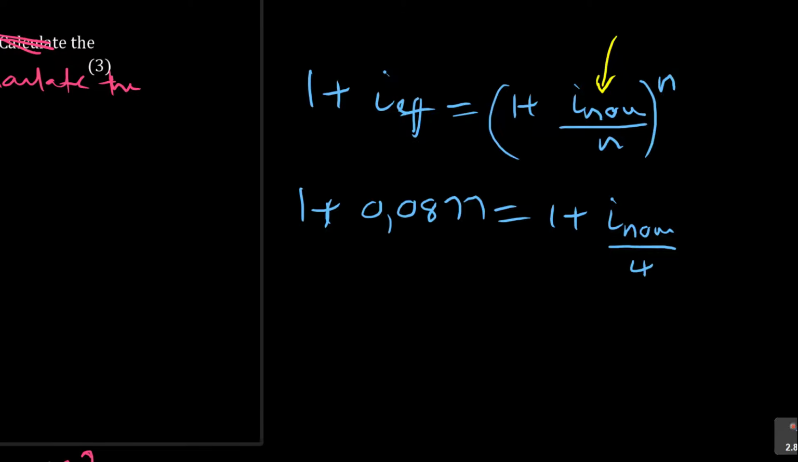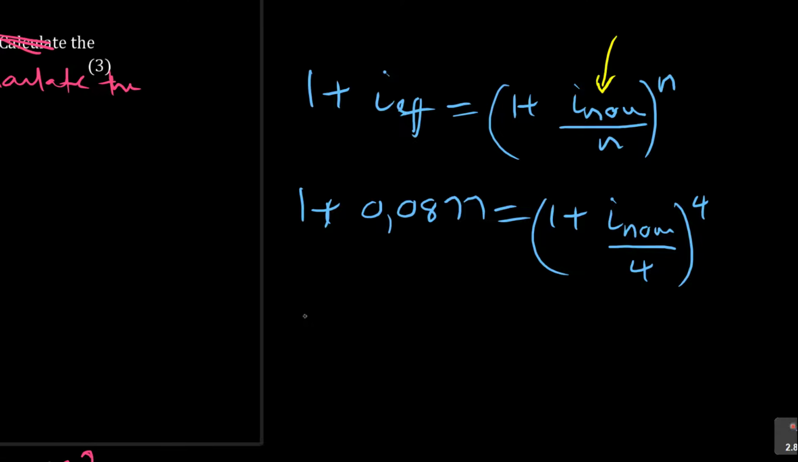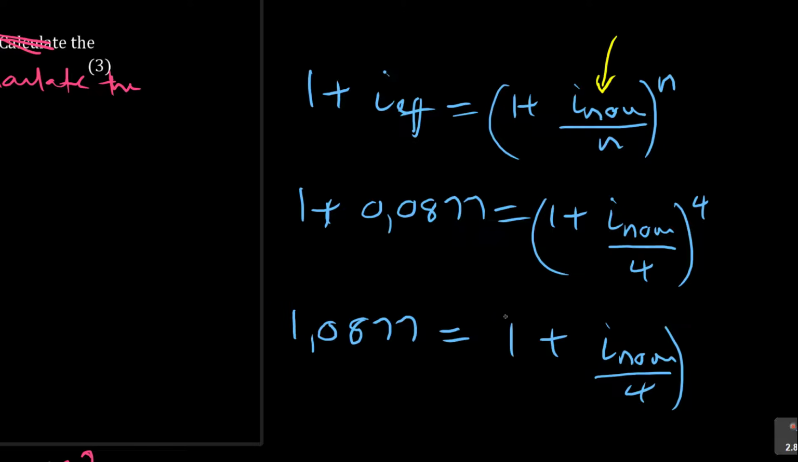Here we put 4, and then to the power 4. And then when you do that, just watch, we want to calculate I norm. And then what you do, I think at this stage the best thing for you to do is to add the side. So whenever you add the side, 1 plus 0.0877, which is 1 plus 0.0877, what you get? 1.0877. Okay, so 1.0877 is equal to 1 plus I norm over 4, now to the power 4.